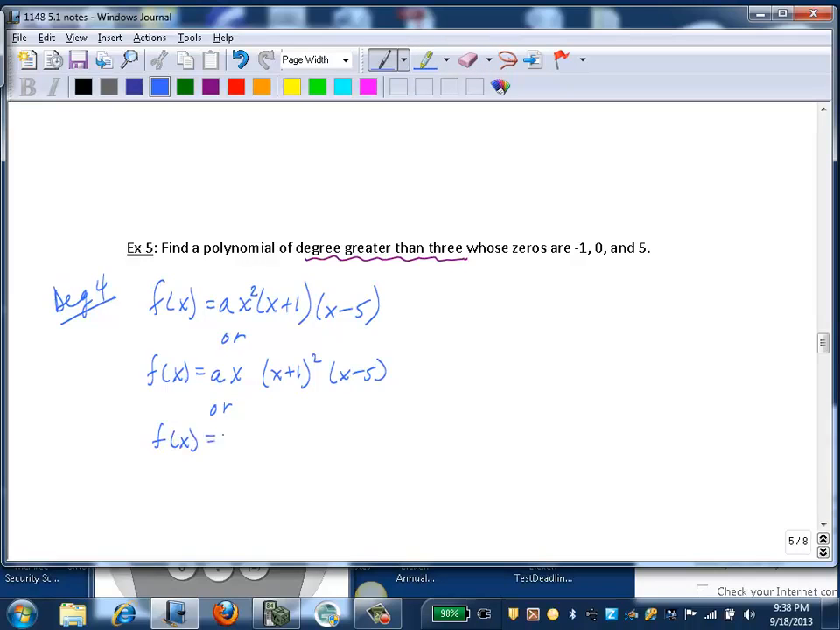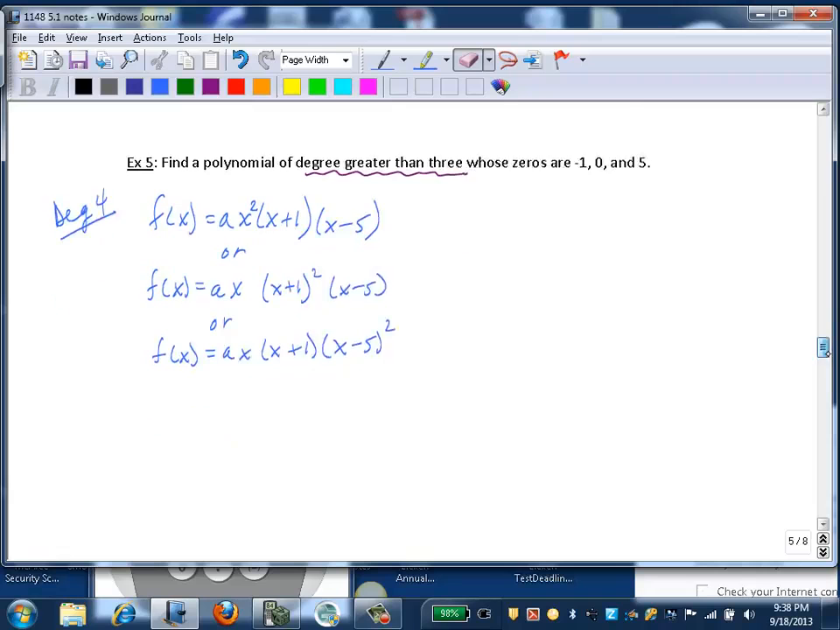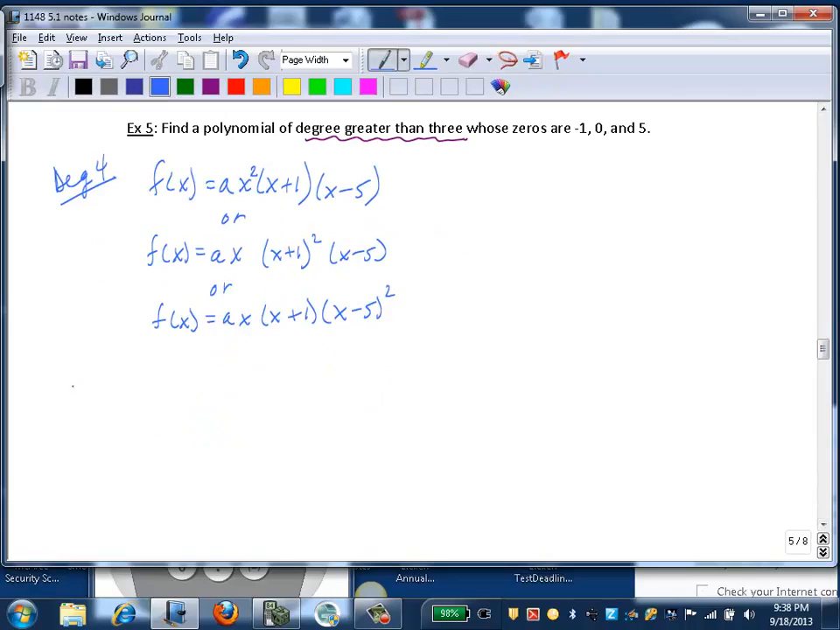We could have f of x equals a times x times x plus 1, and we could square the x minus 5. And then there's all the different combinations of a here. So a long list of possibilities, infinite list really. Now if we look at degree 5, again it says any degree greater than 3, so we'll just look at 4 and 5 for example. So I know my function, here's my constant a, it has to have the factors x, x plus 1, and x minus 5. So now I need their exponents, their powers, to add up to 5. So again, lots of different options. I could cube the x, and then that would give me degree 3 plus 1 here, which would give me degree 5.